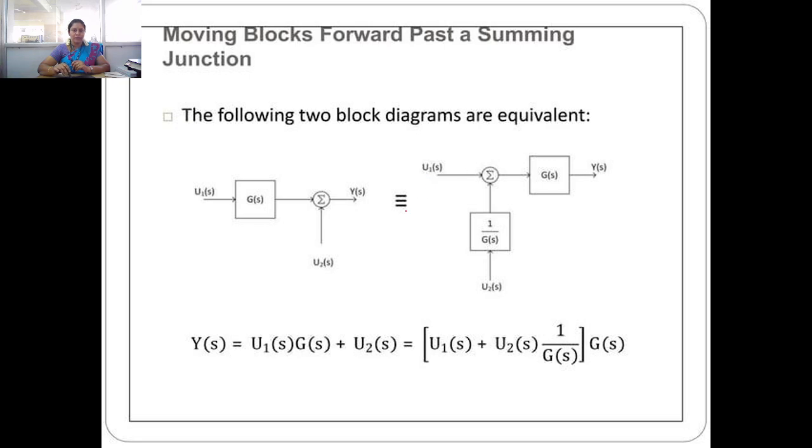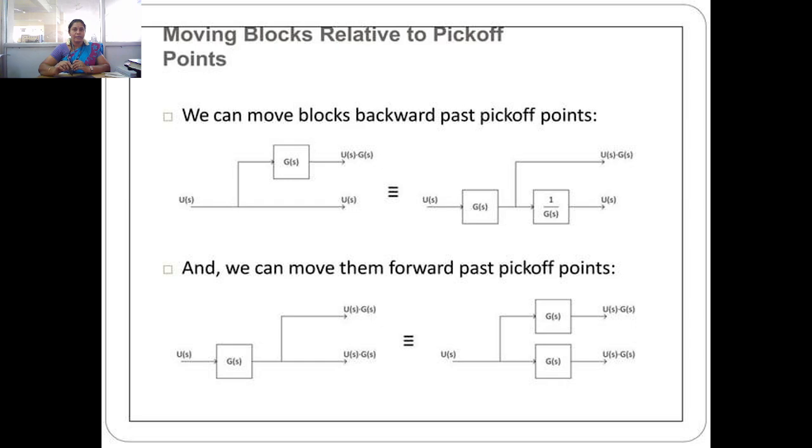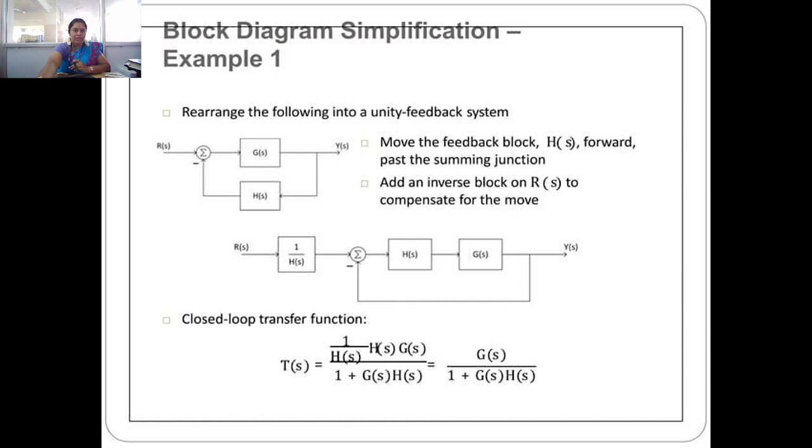And this is moving blocks forward past a summing point. That is, G(s) is on the left side, and we have to move it above; the block that is moved, you have to put 1 divided by G(s). And these are all the pick-off points, that is, moving the summing point after the block and moving the summing point before the block. These are the after, and this is the before.